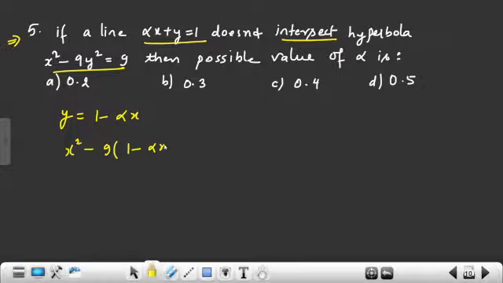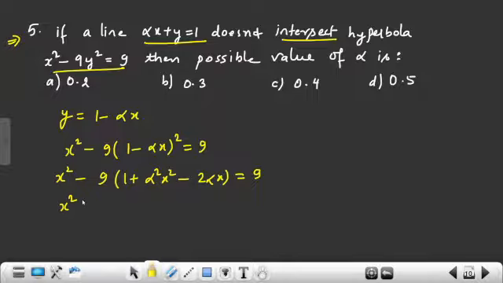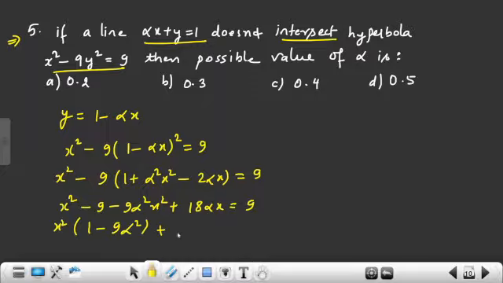x square minus 9 into 1 minus alpha x whole square equals 9. So x square minus 9 into 1 plus alpha square x square minus 2 alpha x equals 9. So x square minus 9 alpha square x square plus 18 alpha x equals 9. x square, if I take common, 1 minus 9 alpha square, plus 18 alpha x minus 18 equals 0.